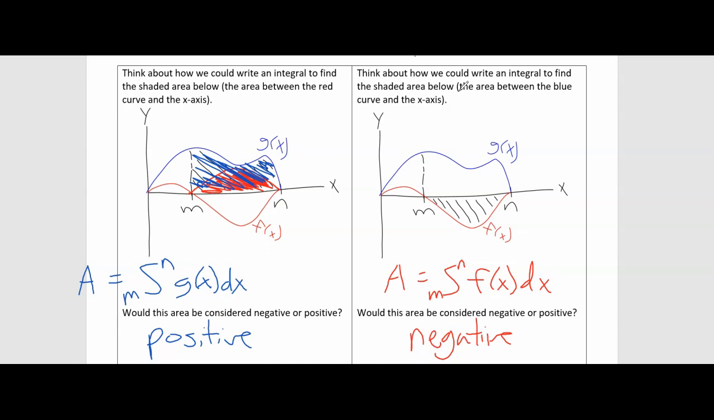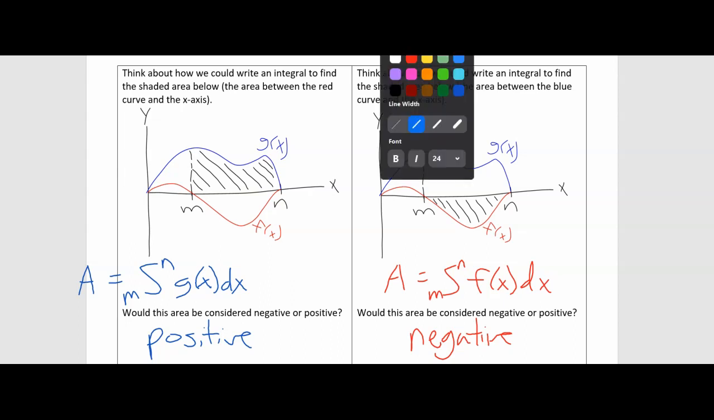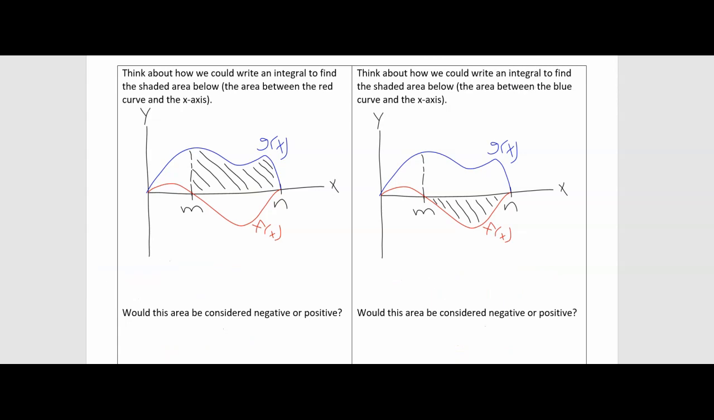I actually want to add the total area of the blue, the positive version, to the area of the red, because it should be more area than just the blue. Together, these should have a bigger area than just the blue area beneath the curve. So what that means is I need to subtract off the red area, the area between the bottom function and the x-axis.